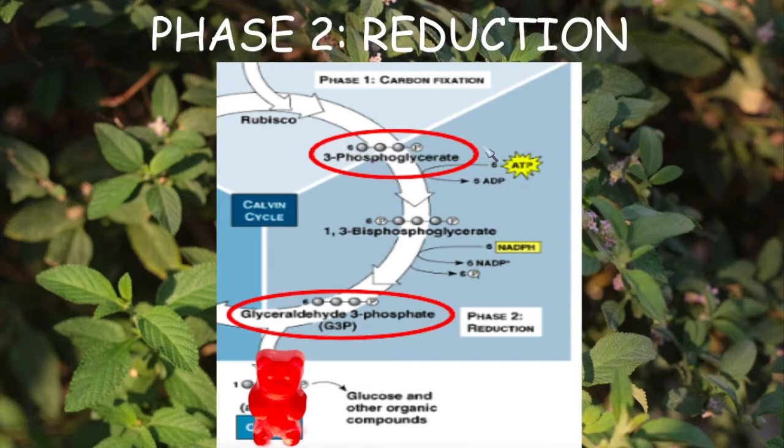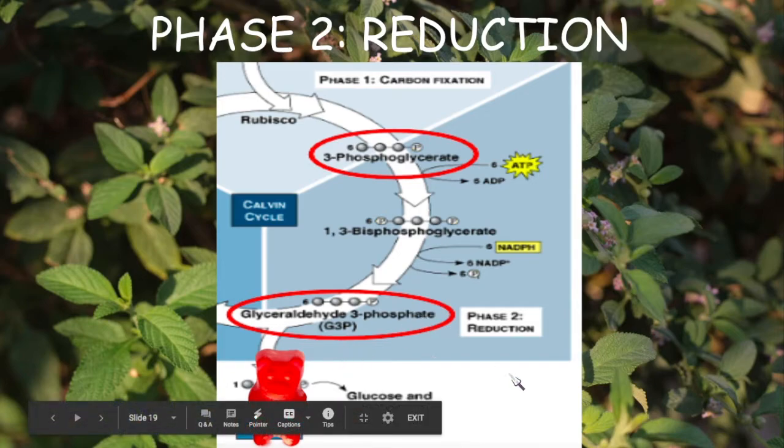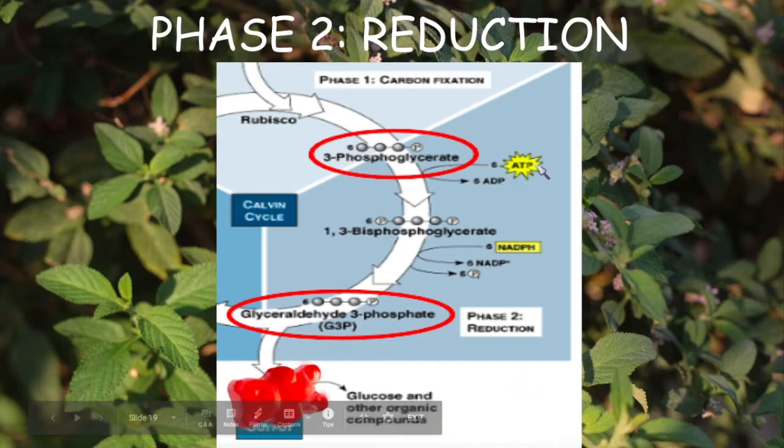So, remember, it starts out as 2 triphosphoglycerates, and then it turns into 6 glyceraldehyde triphosphates. That's important to know. And then one of those can turn into an organic compound, such as glucose.